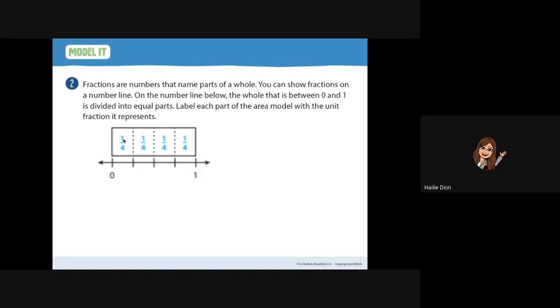So if you look, we have 1/4, 1/4, 1/4, 1/4, and if you add them up, 1/4, 2/4, 3/4, 4/4, and we know that if the numerator and denominator are the same, we have a whole number.